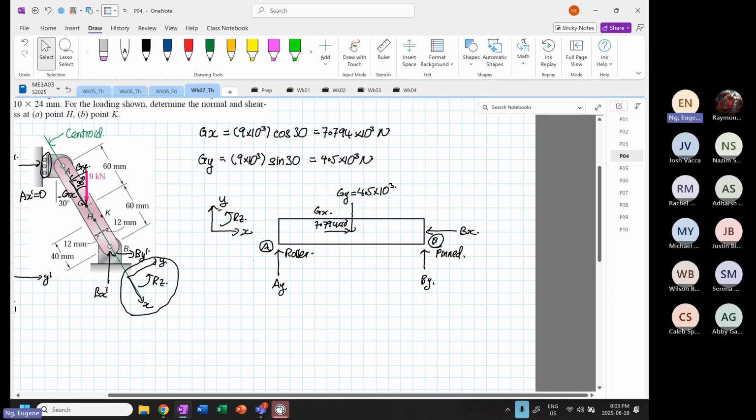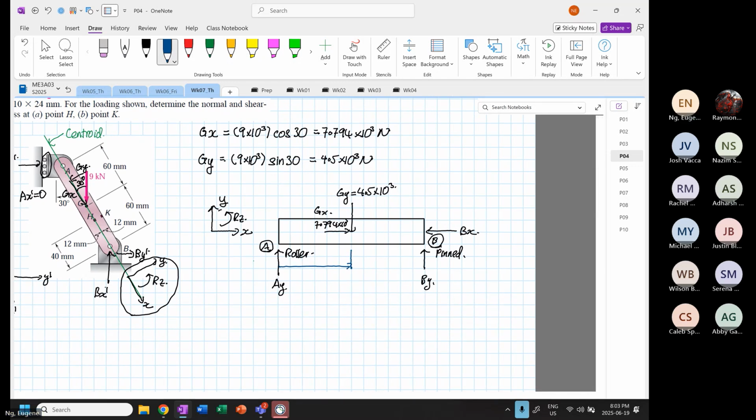By looking at geometries, I'm going to draw down this geometry. Over here to here, this is 60 millimeters, and then over here to here is also 60 millimeters. So from here, we have positive that's going up. Summation of forces in the y direction is equal to 0. So we have Ay plus By minus 4.5 times 10 to the power 3 equal to 0.